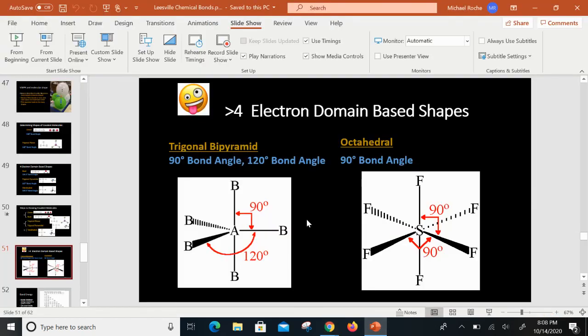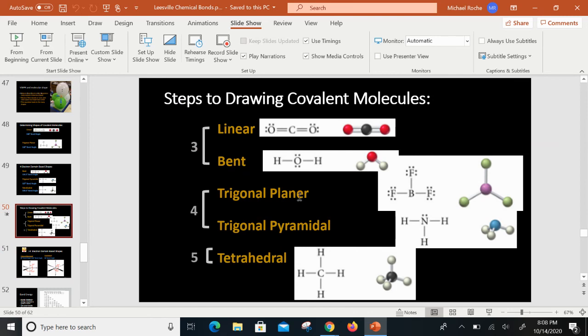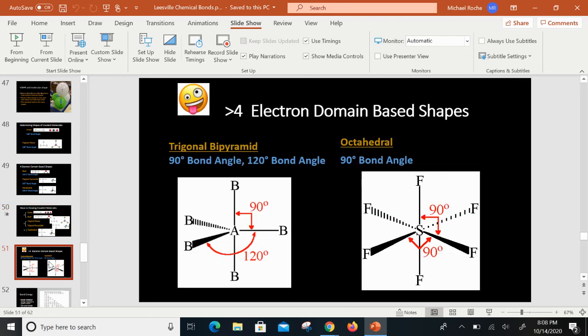So honors needs to know the more than four. Academic, you just need to know these. But basically, if there's a total of 6 atoms, it's trigonal bipyramid. And if there's a total of 7 atoms, it's going to be octahedral. All right, then. There you have it.